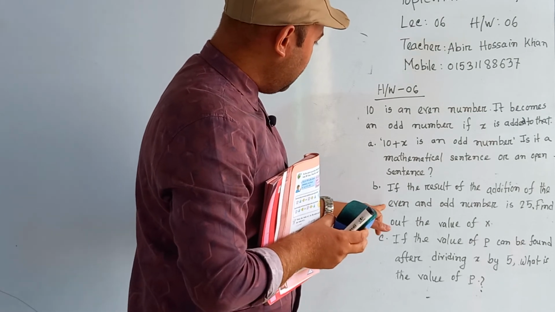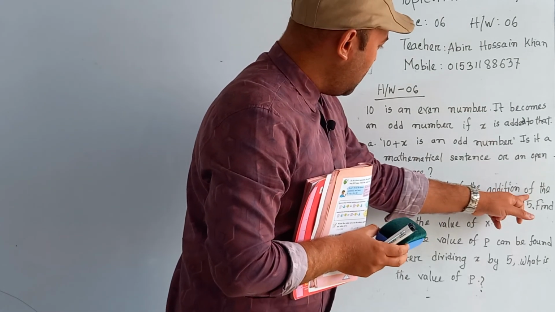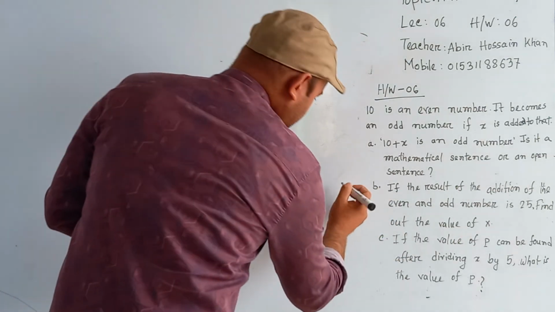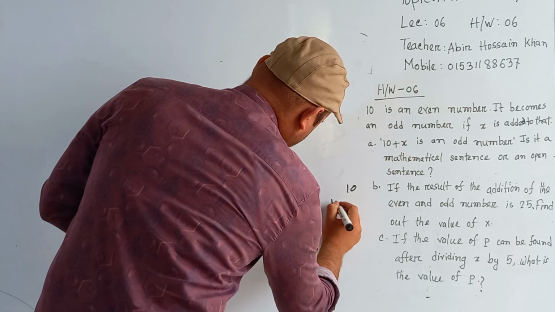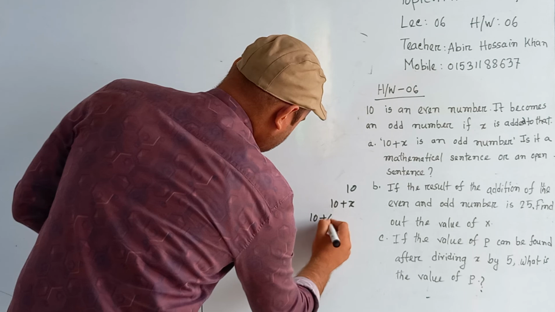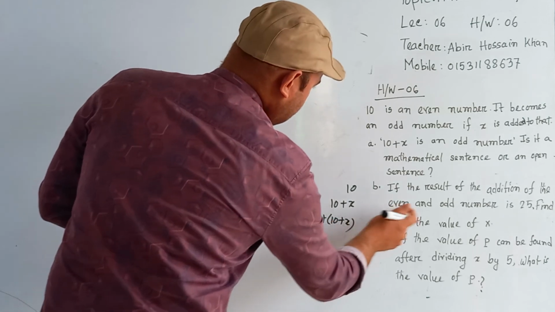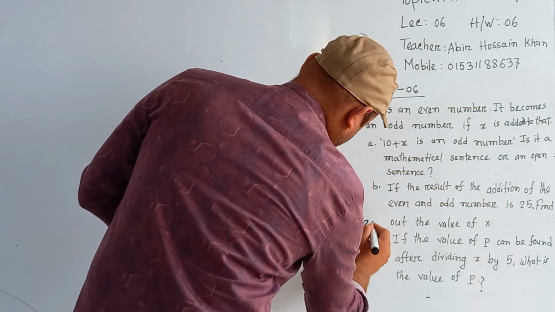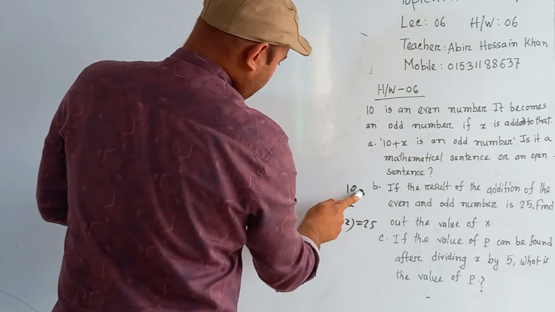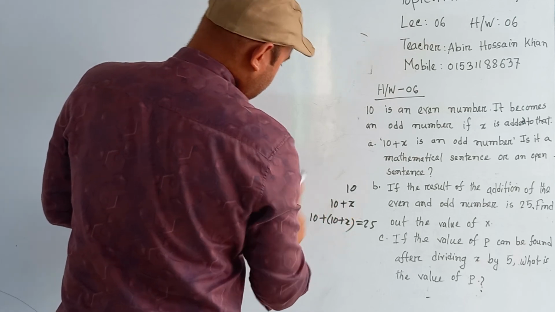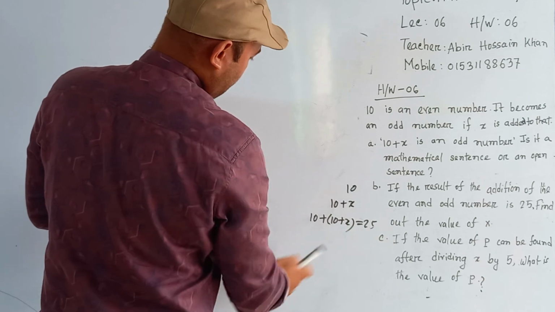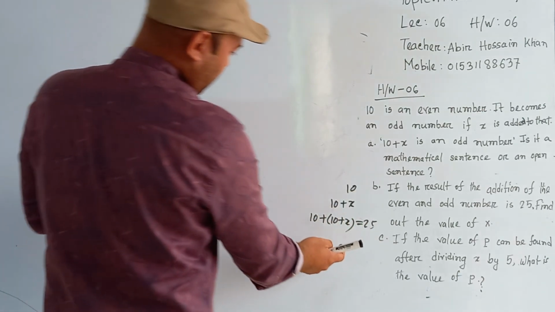Now question B, if the result of the addition of the even and odd number, that means here the even number is 10 and the odd number is 10 plus x, so we have to add here 10 plus x is equal to 25. So find the value of x. From here you have to determine the value of x.